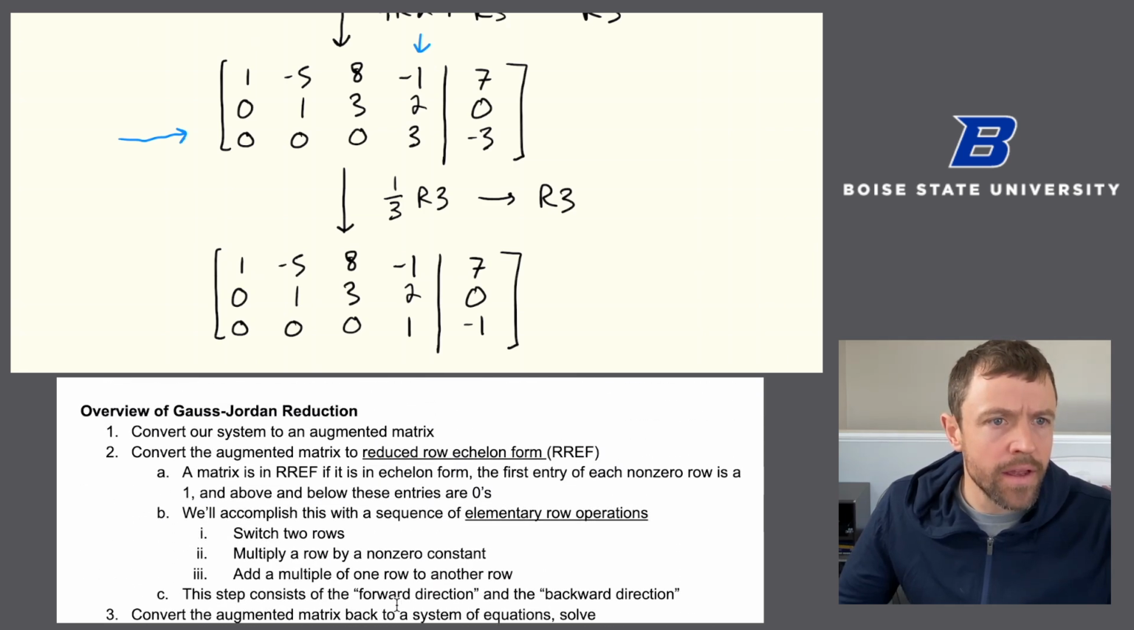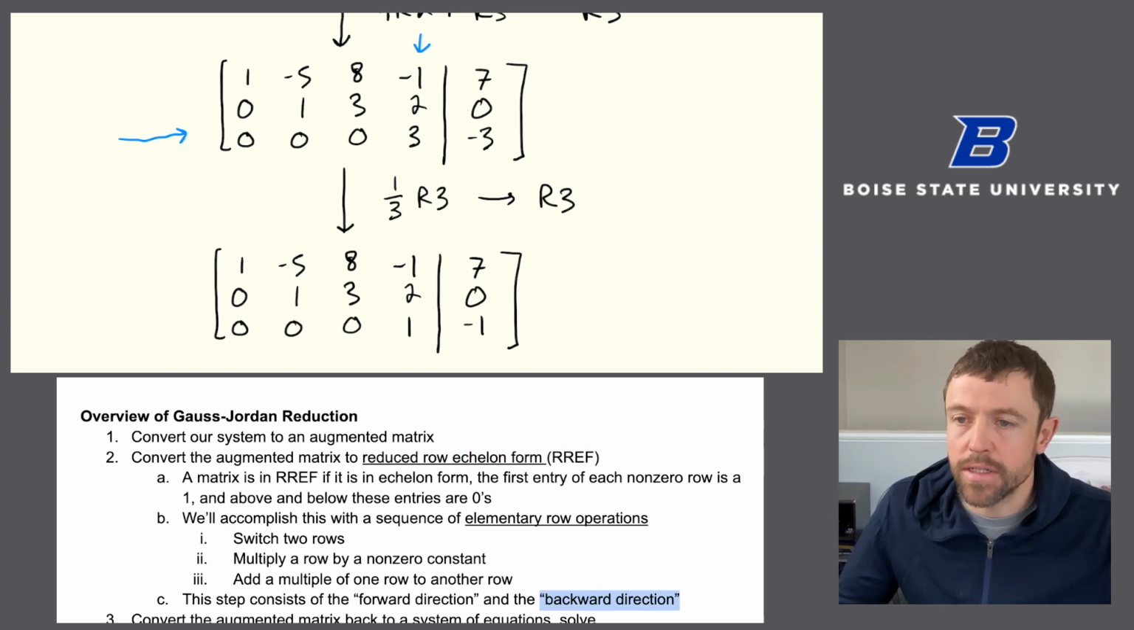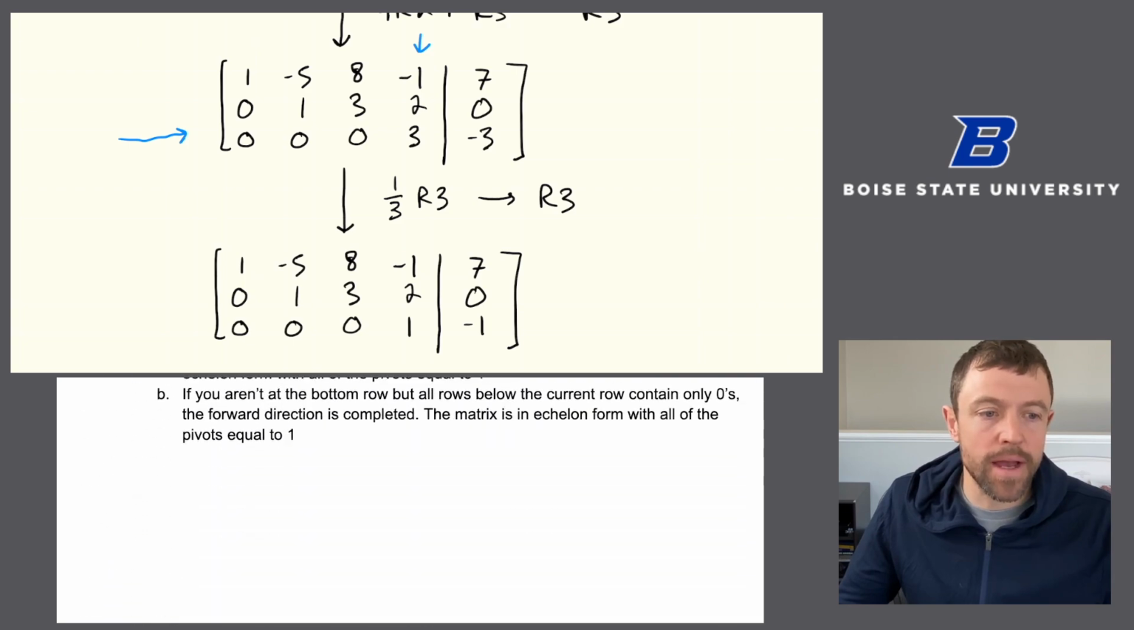So remember, our goal is to get to reduced row echelon form. We're not there. We'll explain what that means when we get there. It consists of the forward direction and the backward direction. The backward direction is again going to be a sequence of elementary row operations, but it is much more straightforward in the sense that we really just kind of work through it pretty quick. There's not going to be any row switching or anything like that. We just need to cancel out as many entries as we can and make them 0. So let's see what the backward direction looks like.